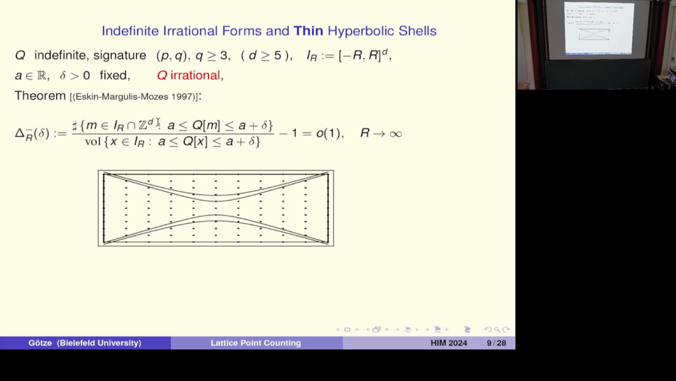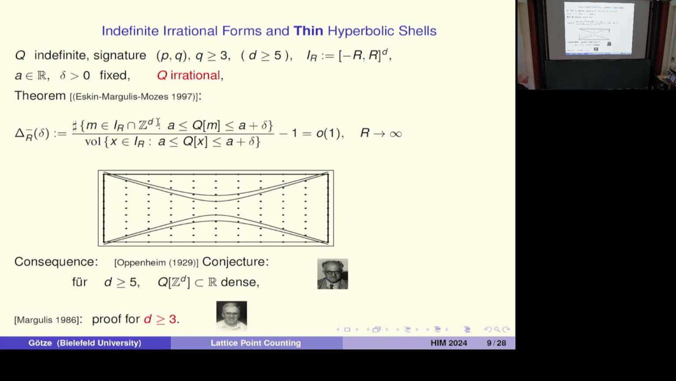What we tried to do in the recent paper was to go beyond this, since this result only works for very thin shells. What we wanted to do is take big, wide shells, so a real hyperbolic region, and try to make this lattice point counting work. Now there is a certain problem with that.